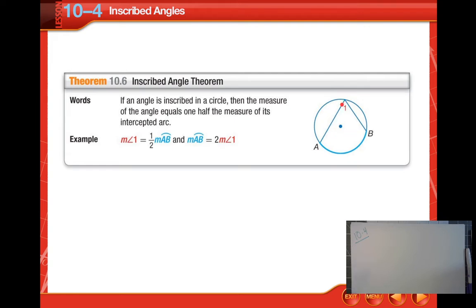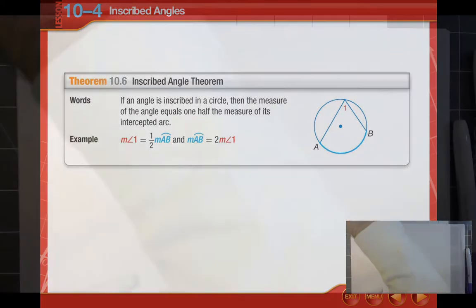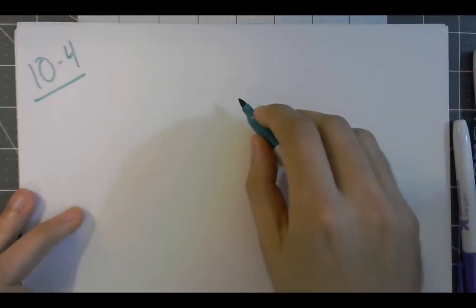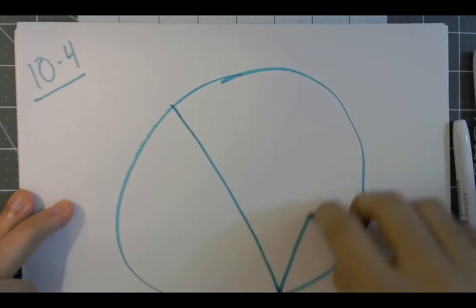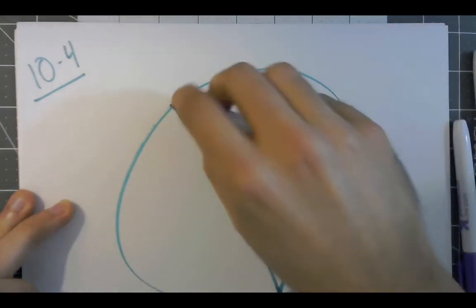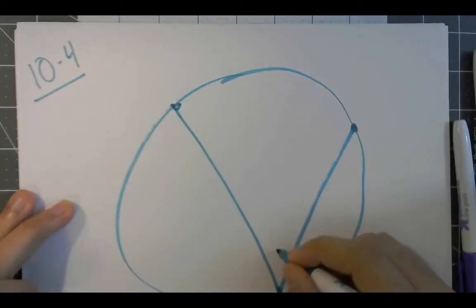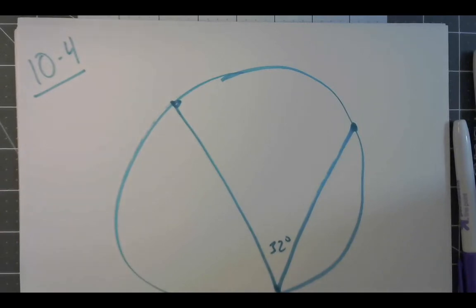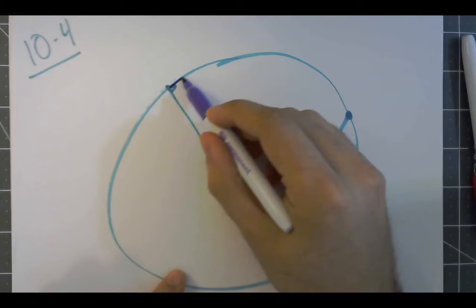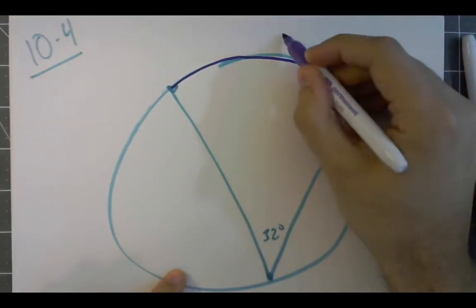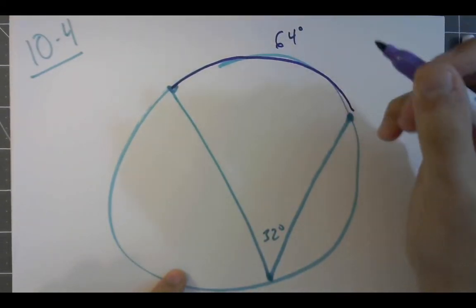So what it's saying is, I have a circle right here with an angle here to here, let's say. Whatever this is, let's say that this is 32 degrees. If that is 32 degrees, what that means is this is going to be 64 degrees.